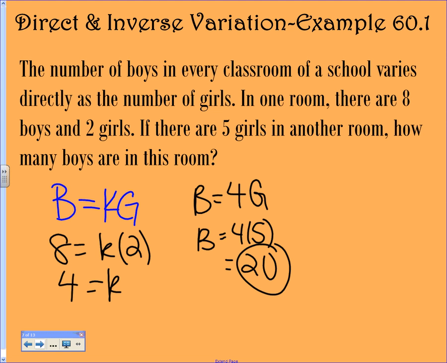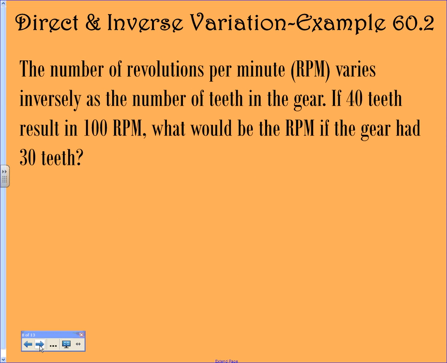I mean, they get bigger numbers. Basic concept. Okay, so let's try another one. The number of revolutions per minute, RPM, varies inversely as the number of teeth in the gear.